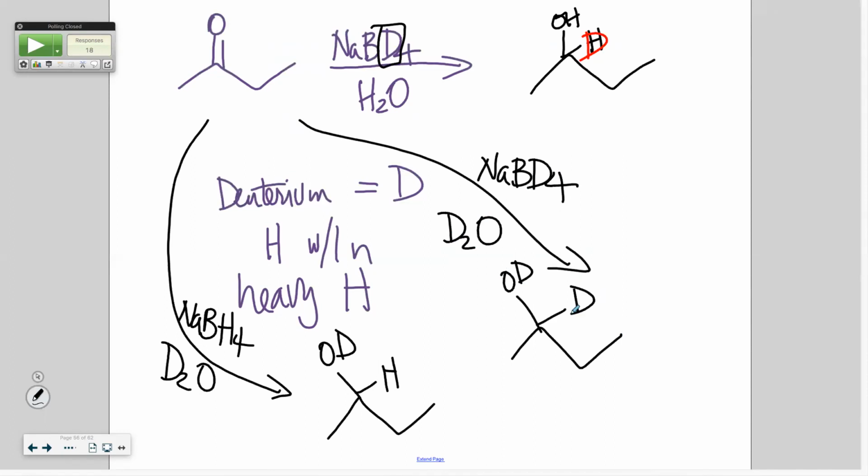Okay, now what is the whole point of this? Well, the whole point of this is that sometimes someone's studying a molecule and they're trying to figure out, where does it go in the body? Where does it build up? How does it get metabolized?